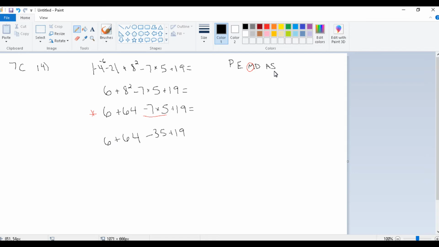Now I'm doing addition and subtraction, and I can just go through the problem all at once. So 6 plus 64 is 70. 70 minus 35 is 35. 35 plus 19 is 54. So remember, this problem is all about PEMDAS. We do the absolute value, we do the exponent, and then we multiply. Then we can add and subtract across.